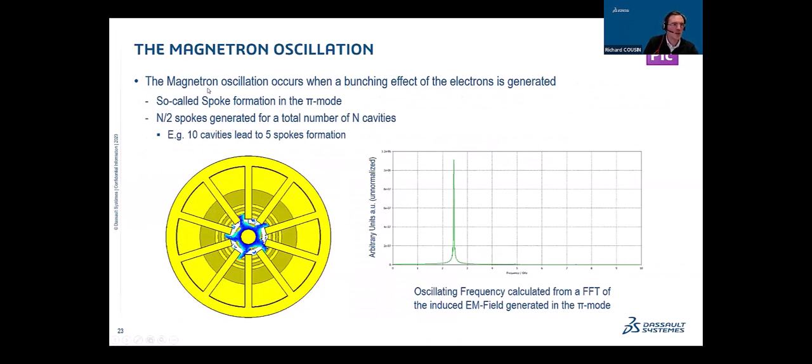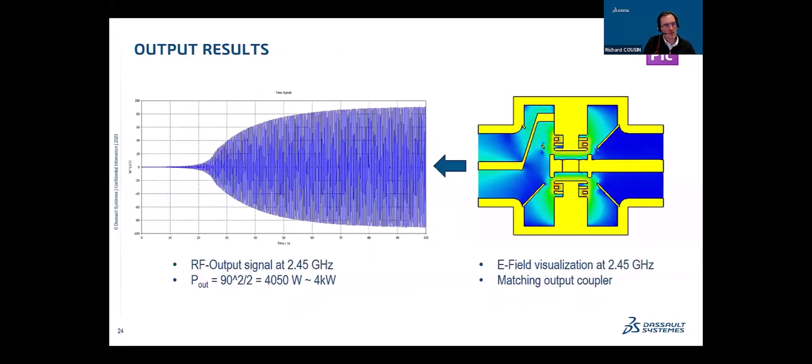And then you see the magnetron oscillation occurs when a bunching effect of the electrons is generated. Then we have the so-called spoke formation. This is what you have here. And here 10 cavities lead to 5 spokes formation, and you can also extract from a fast Fourier transform directly the output signal. And here you see the output results at 2.45 gigahertz. And then you have here the 4 kilowatt signal. And then you can also nicely see how we can extract here the microwave output signal.